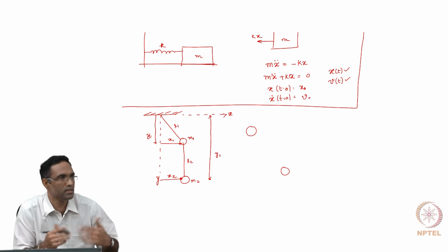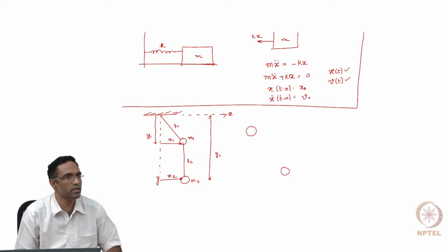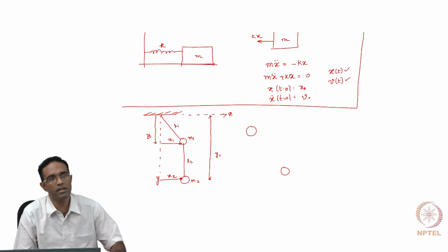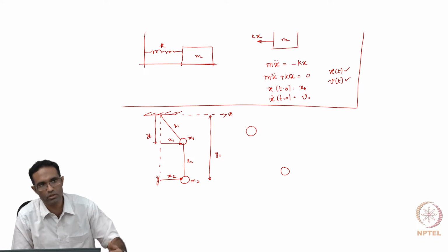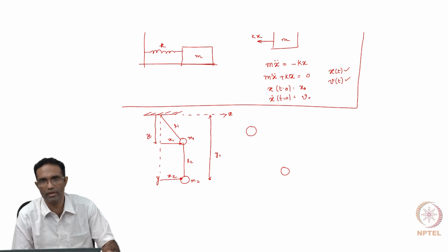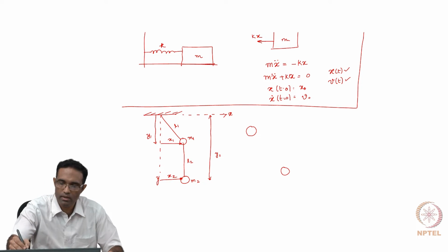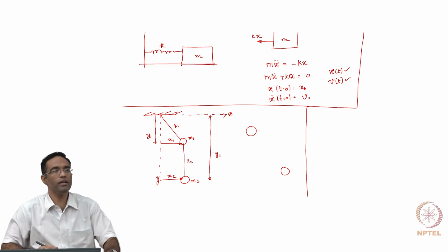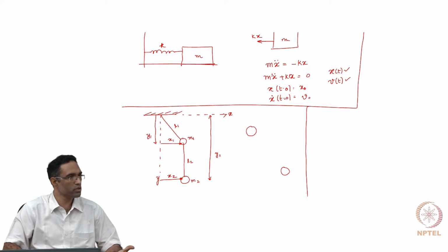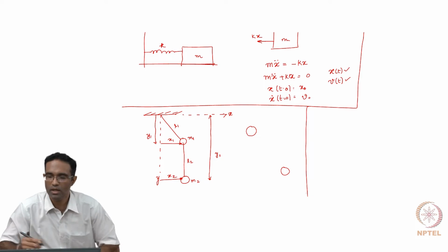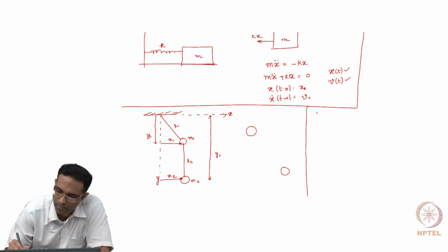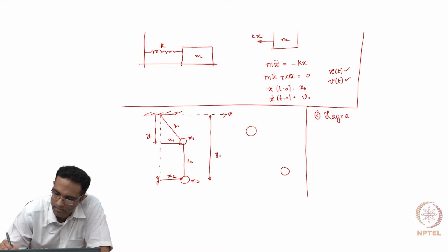You can do it and see. You know how to do this. So you can do it and see how messy it gets and how hard it is to even write down the equations of motion correctly, let alone solve them. However, there are alternative methodologies by which you can write down the equations of motion in a very simple manner. There are two such methods. One is called the Lagrangian formulation.